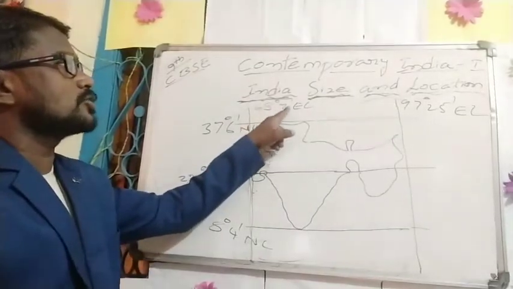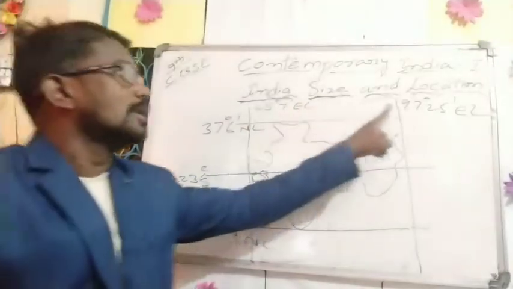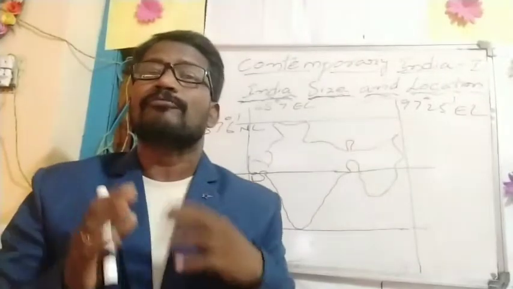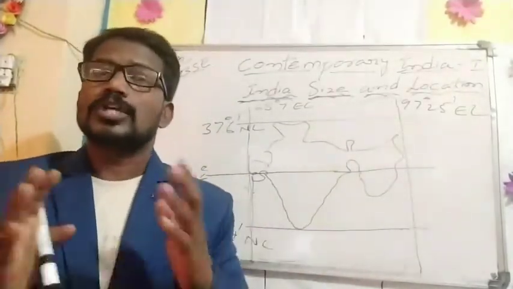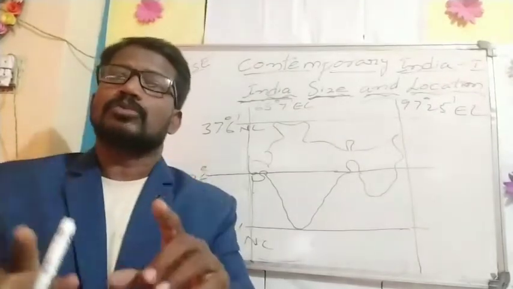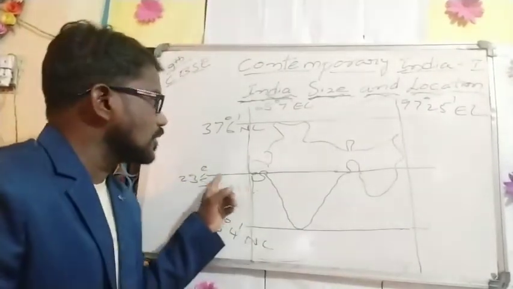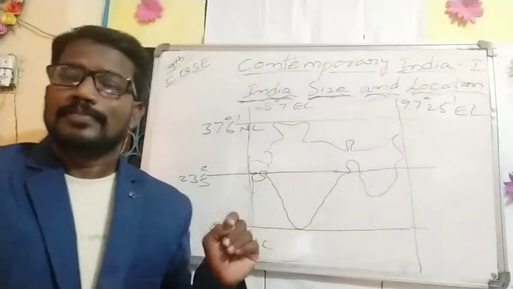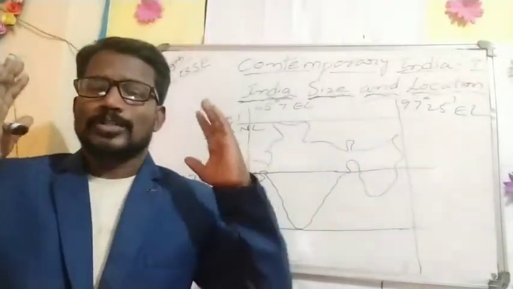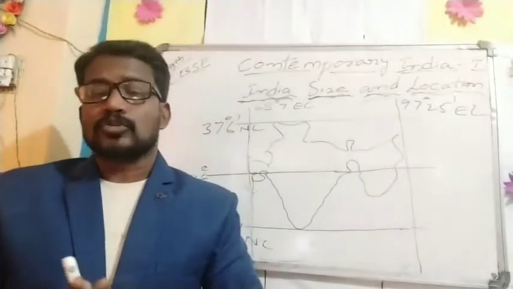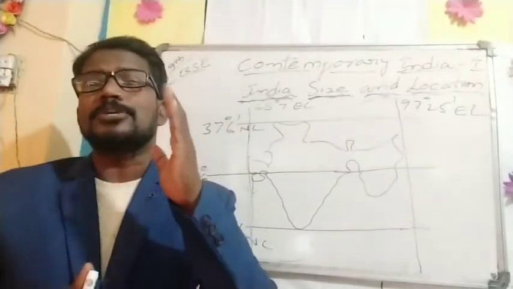68 degree 7 minutes east longitude to 97 degree 25 minutes east longitude. Okay, that is the location of India. That is why one of the important latitudes is passing through the middle of our country. That is called the Tropic of Cancer. Simple. So the Tropic of Cancer is 23.5 degree, or 23 degree 30 minutes.